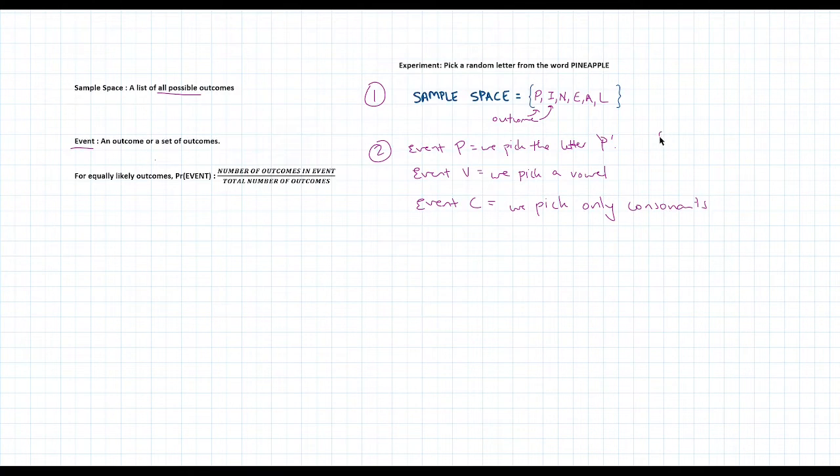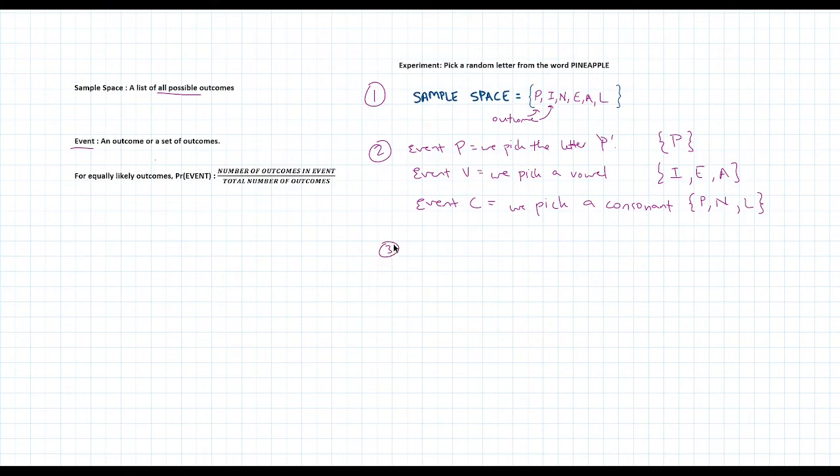So for this event, the outcomes that exist are just the letter P. If you were to pick a vowel, well, that's I, E, or A. And event C, which represents that we pick a consonant, is the letters P, N, or L.